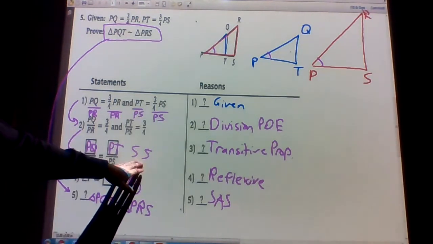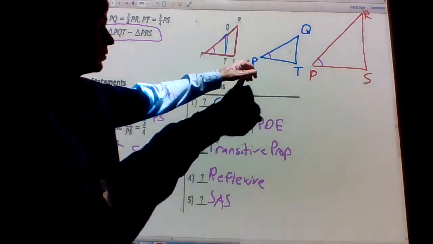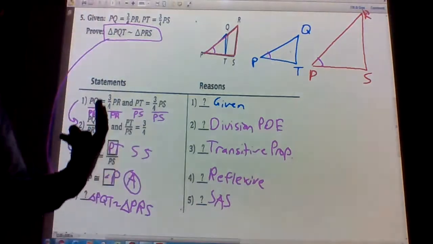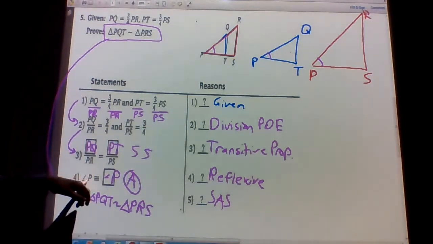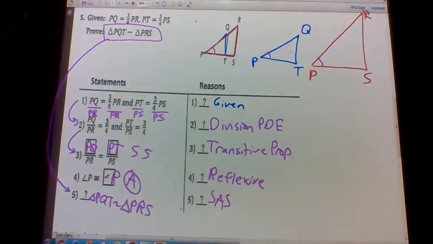And that tells you two sides are proportional, because you have two ratios of the corresponding sides that are equal. PQ to PR equals PT to PS. So that's two sides proportional. We know angle P is congruent to angle P by the reflexive property, because it's part of both triangles. And then that's one pair of angles, so you have side, angle, side. It tells you your triangles are similar. And the scale factor would be 3/4, or 4/3.